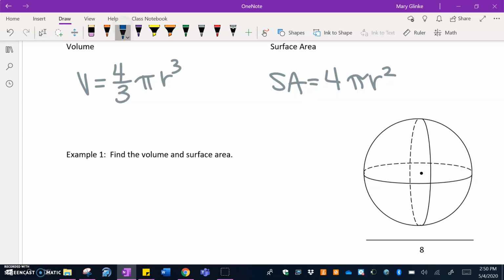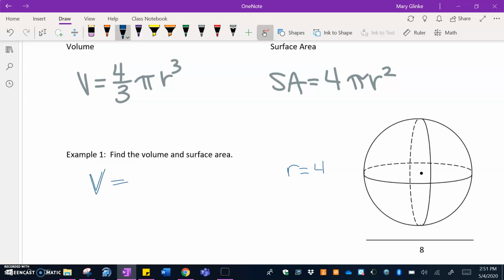Now the really nice thing about spheres is that you really only need one thing, and that's the radius. Looking at this, we have that the diameter of a great circle here is 8. So that means the radius of the sphere is going to be 4. Once we find the radius, we're just going to plug it in, once for the volume, once for the surface area.